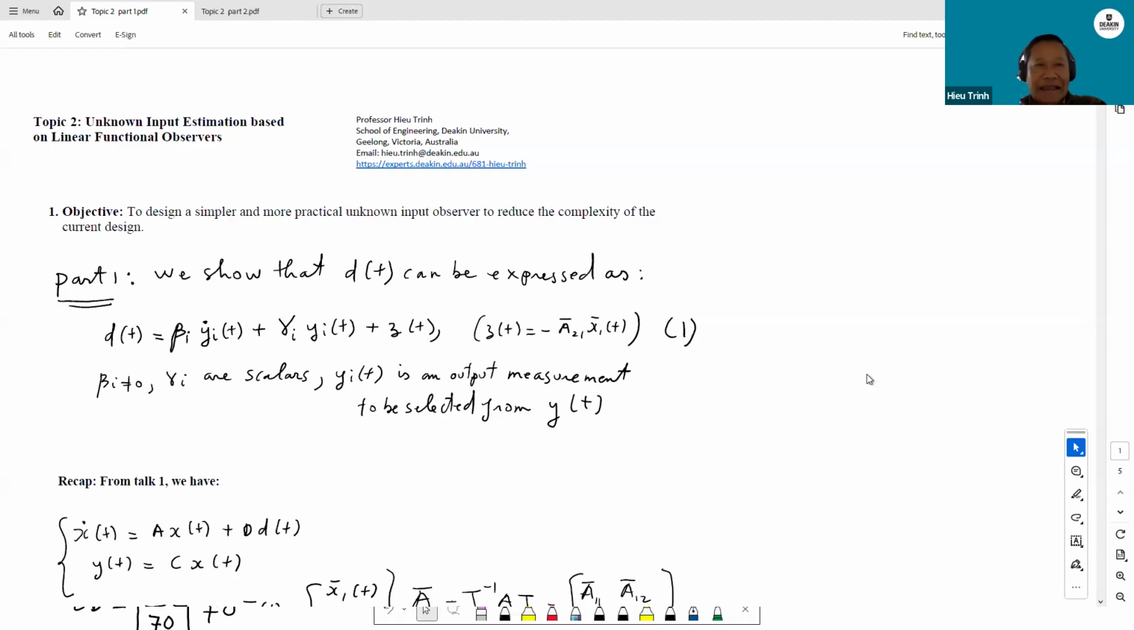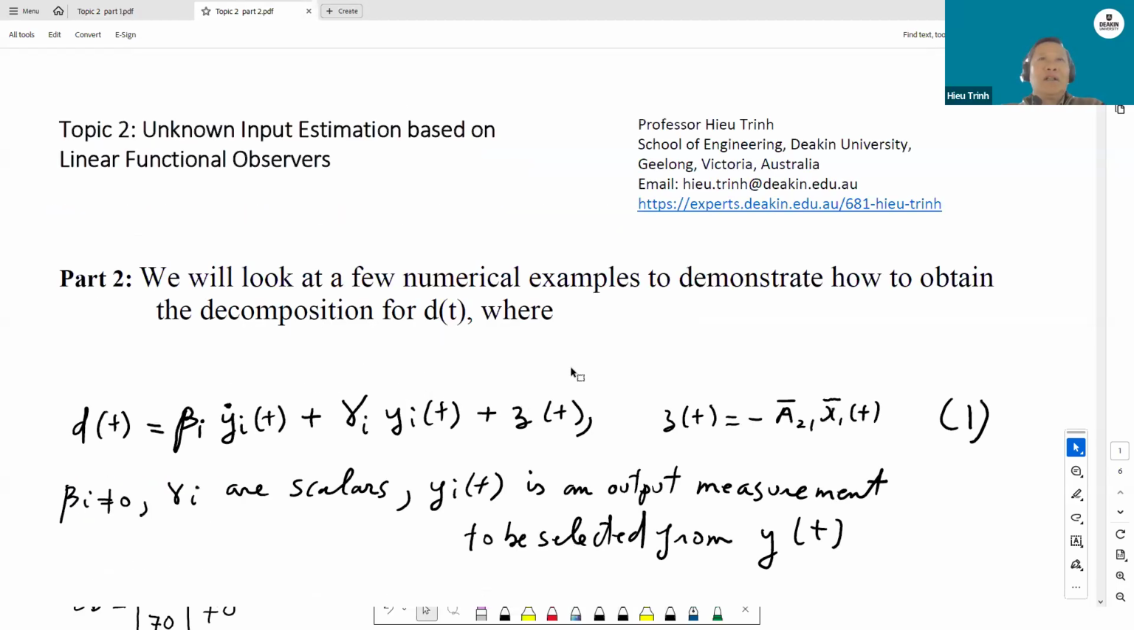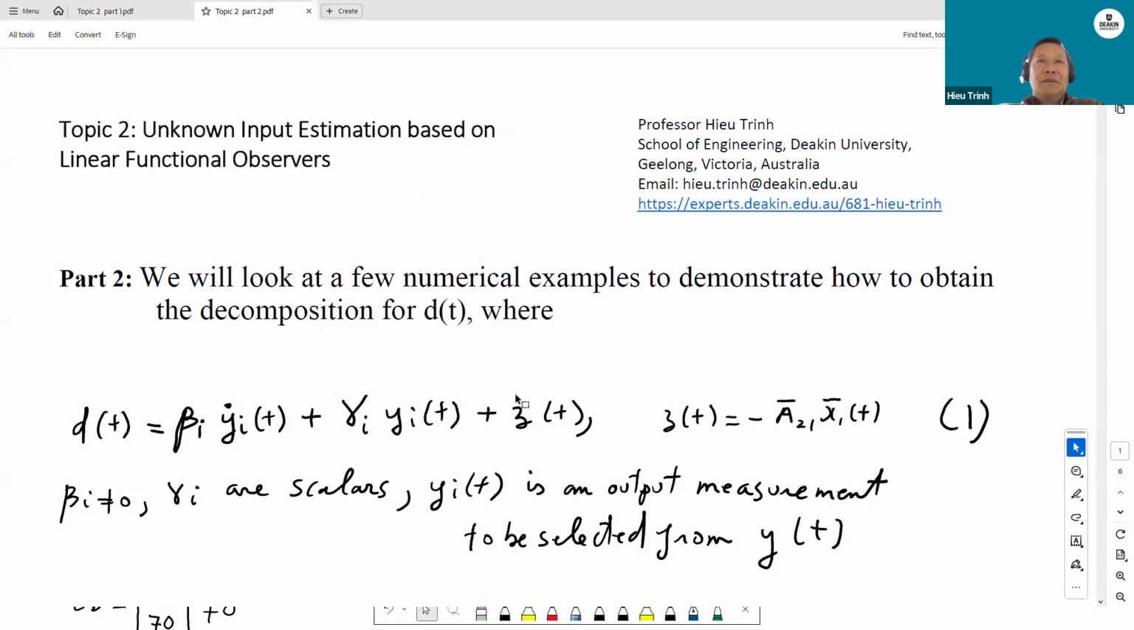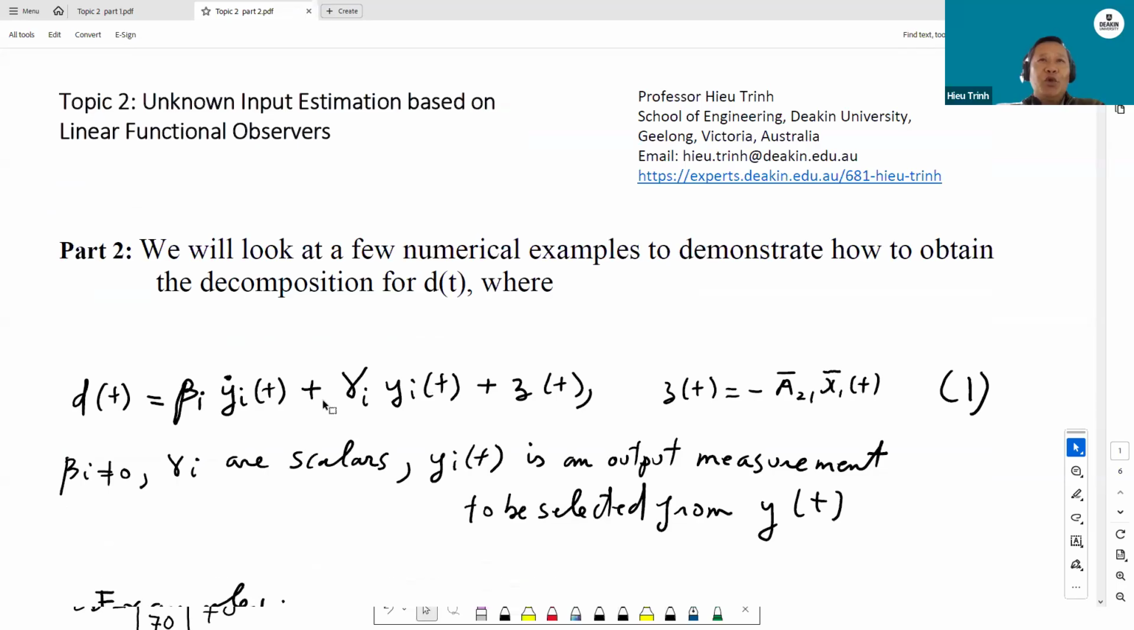Hello and welcome back. In this presentation, we will look at a few numerical examples to demonstrate how to obtain the decomposition for the unknown input. In the previous presentation, we showed how to analytically obtain the unknown input in this form. In this presentation, we will look at numerical examples.